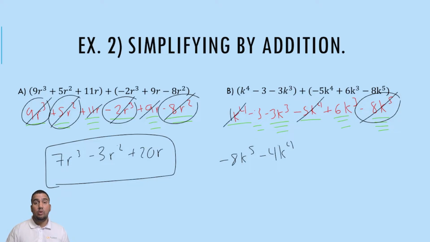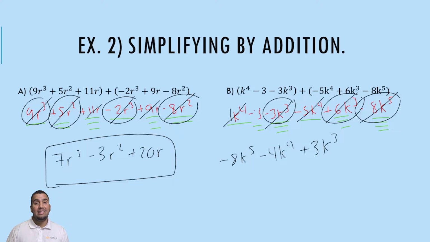I'm going to go to my next degree, which is after 4 comes 3. I see 2 of them. I see negative 3k cubed and positive 6k cubed. So I'm going to go ahead and combine them. 1 negative, you subtract. 6 minus 3 is 3, k cubed, and the bigger number is 6, so it's going to be a positive sign. And then once I'm done with that, I'm going to cross it out.